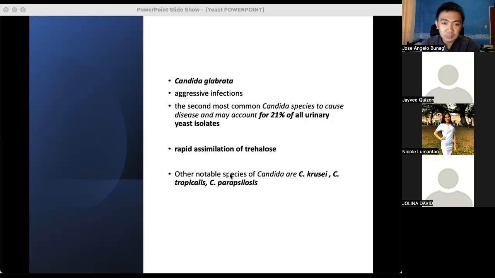So please do take note, your Candida glabrata, this is an aggressive infection and the second most common Candida species to cause disease and may account for at least 21% of all urinary yeast isolates. So we could use the rapid assimilation of trehalose for us to determine and differentiate your Candida glabrata from other species of Candida.